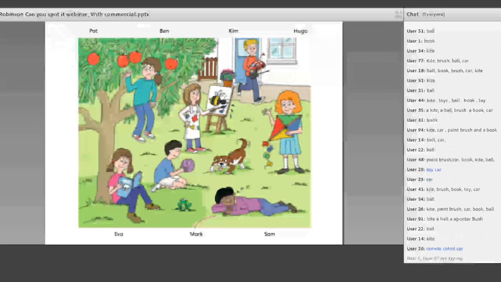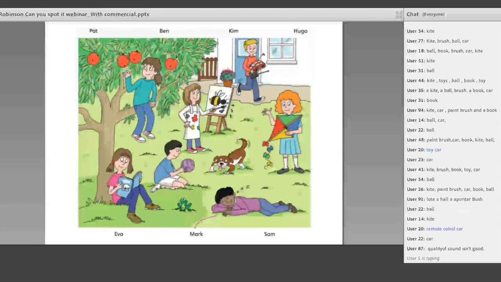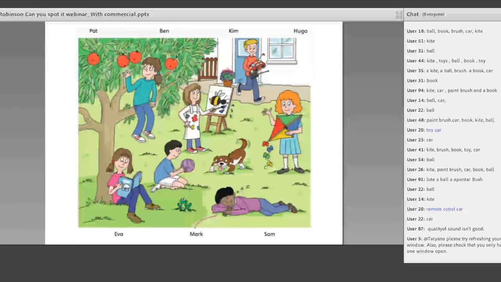So, as a lot of you remembered, there are 7 people in the picture. I think everybody got that one actually. There are 4 girls and there are 3 boys. 5 of the children are holding things. There's a boy with a ball and a second boy with a car. We can see a girl with a book, another girl with a paintbrush, and a third girl with a kite.